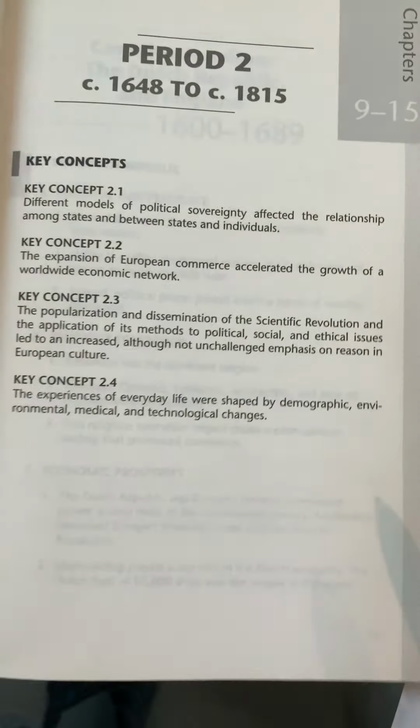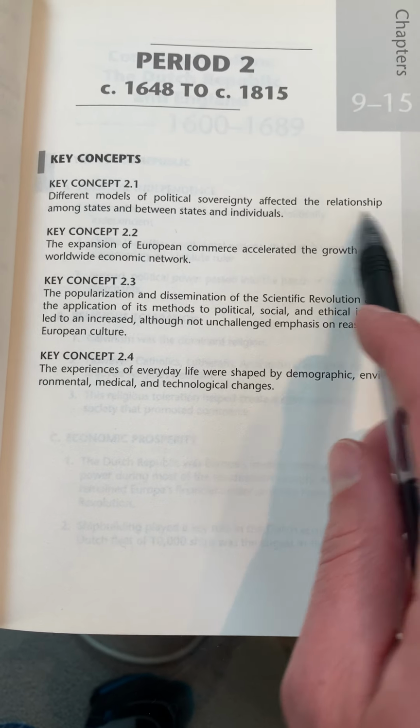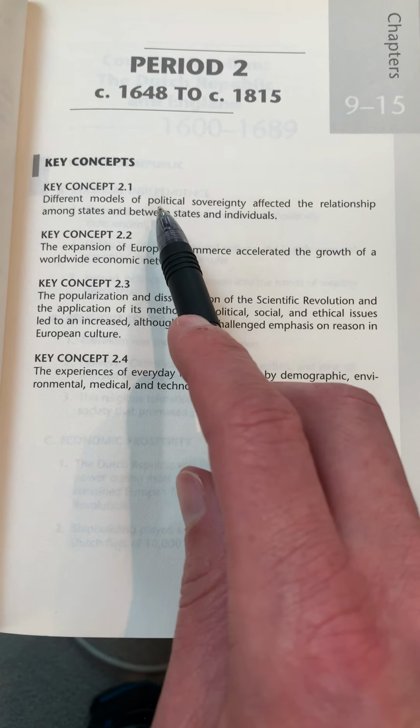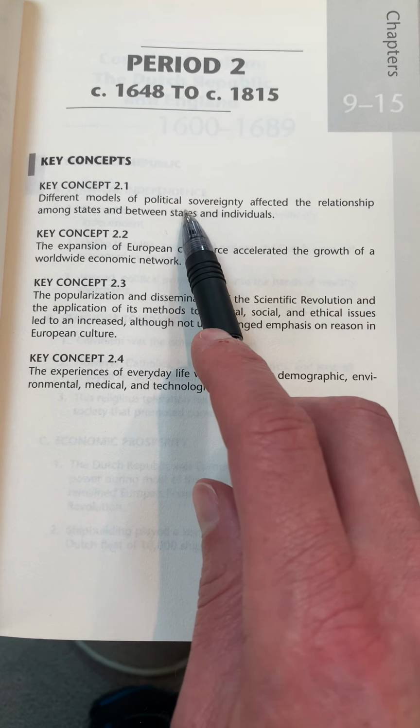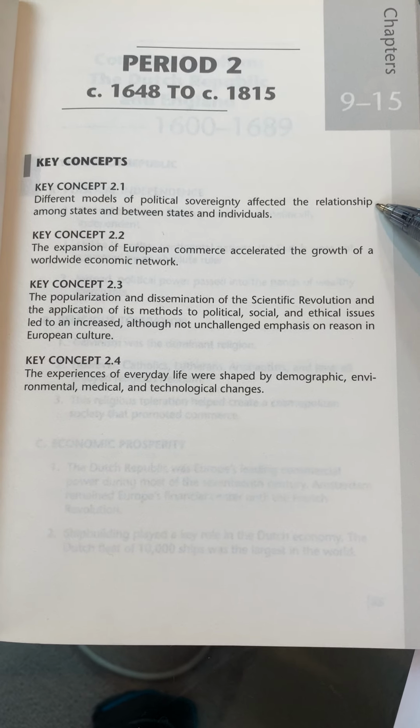In this book, think about different models of political sovereignty affected the relationship among states and between states and individuals. This, of course, has to do with absolutism or constitutionalism, the relationship between the person and the state, between citizens and the state.